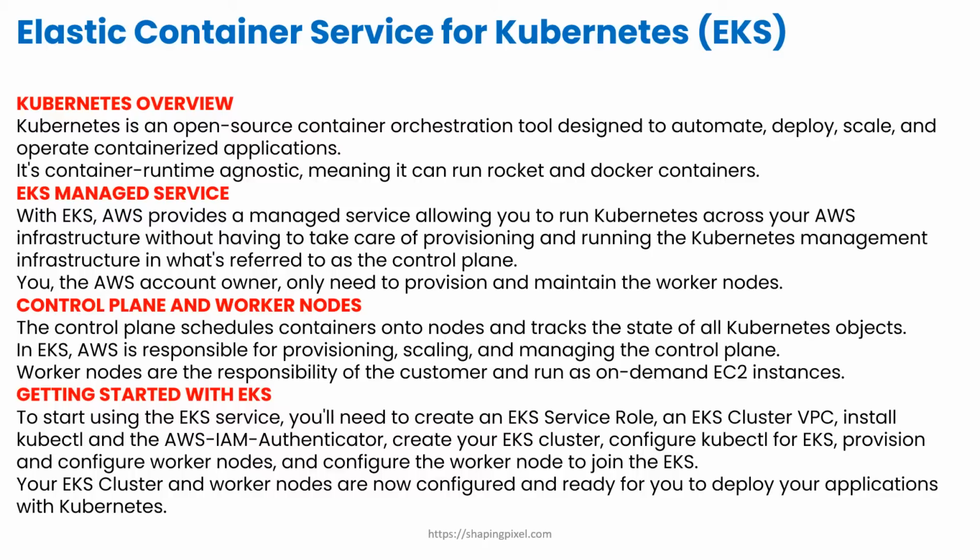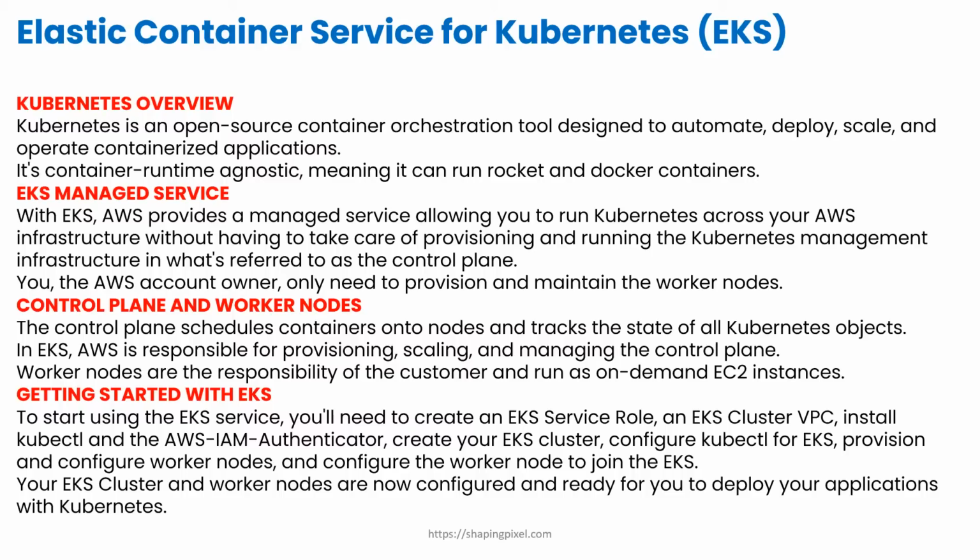The AWS account owner only needs to provision and maintain the worker nodes. The control plane schedules containers onto nodes and tracks the state of all Kubernetes objects. In EKS, AWS is responsible for provisioning, scaling, and managing the control plane. Worker nodes are the responsibility of the customer and run as on-demand EC2 instances.